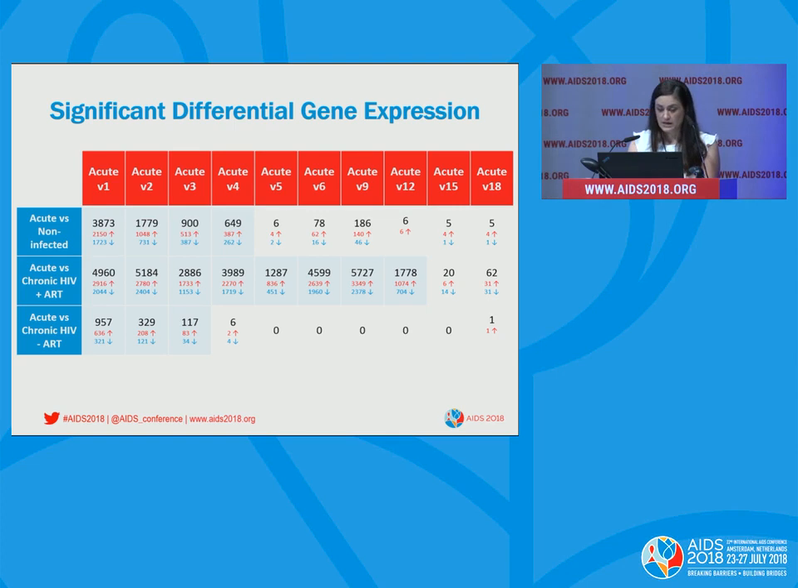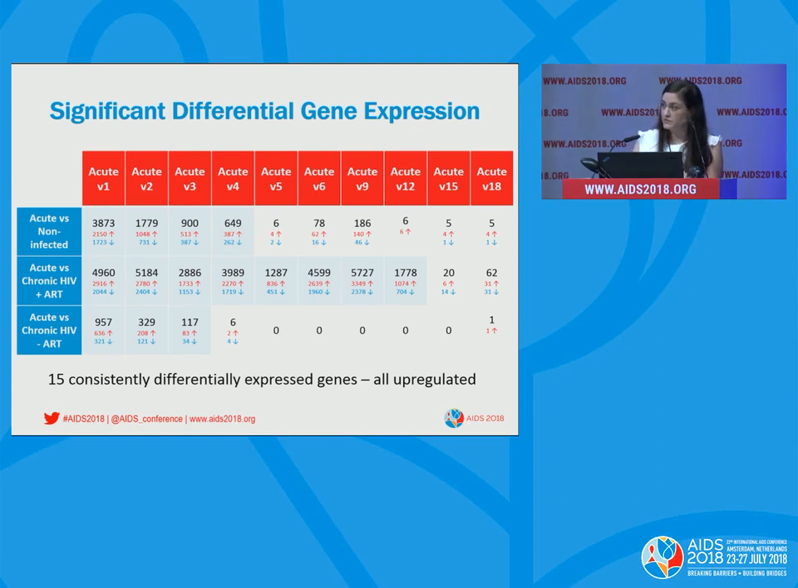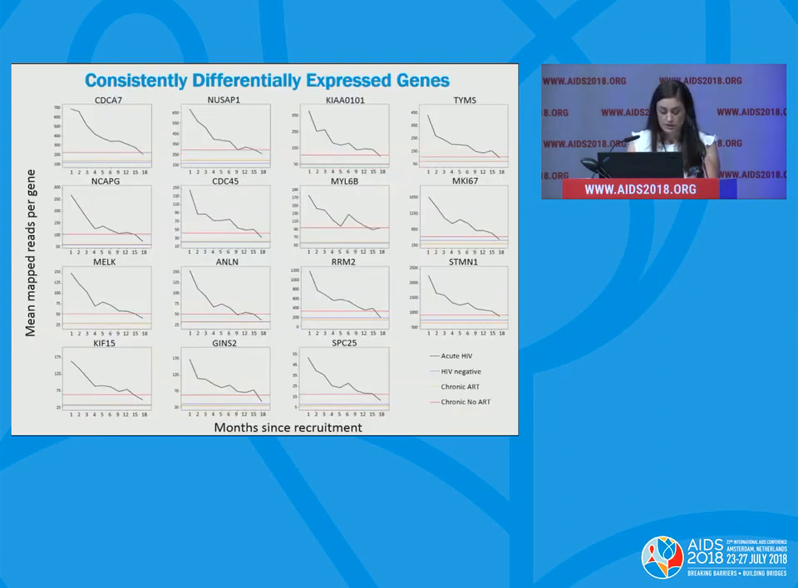And for these highlighted time points, there were 15 genes with mean mapped reads that show consistent differential expression that distinguishes acutely infected individuals from all 3 controls. And here are those genes.